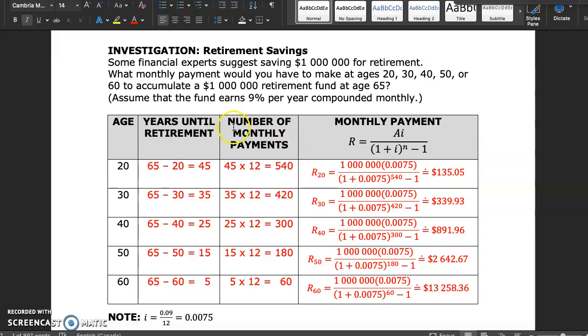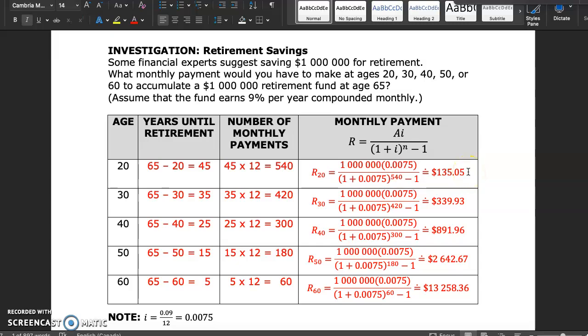Number of monthly payments. Now, because it's monthly, and there's 45 years in our first example, we'll do 45 times 12 and get our number of monthly payments, and this works for each. So for our monthly payment, we're going to use the amount of an annuity formula solved for the regular payment for each of these examples. And make sure that you are comfortable substituting into your calculator and solving to get these values. But let's investigate more the meaning of what we can see.